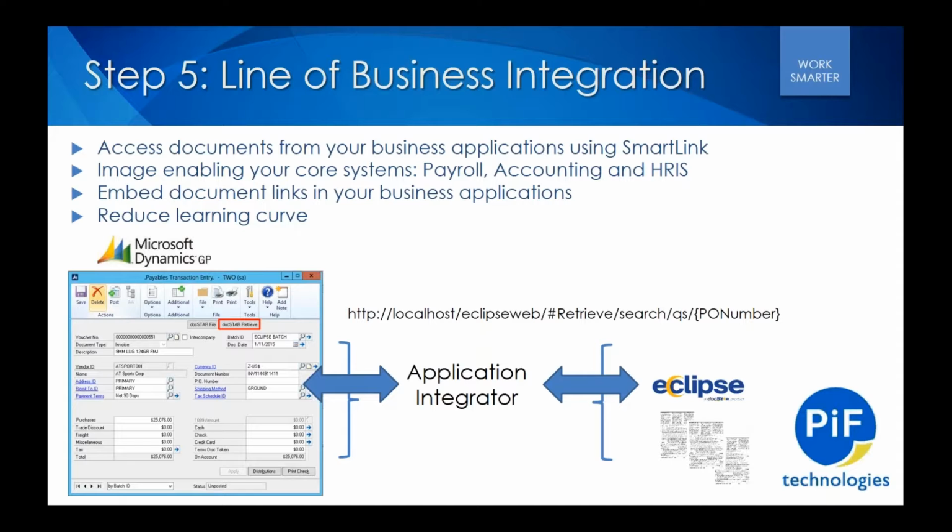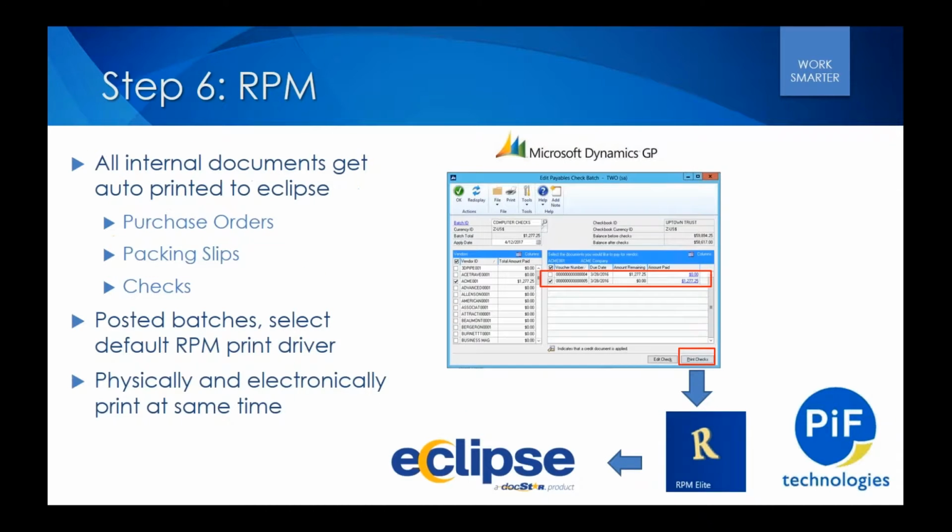And the last piece is the RPM. So you'll see this as we post our batch and we go in and then go to our edit check batch. We're going to go and select some documents, and then we're going to print. But instead of printing to your default physical printer, we're going to select the RPM print driver.